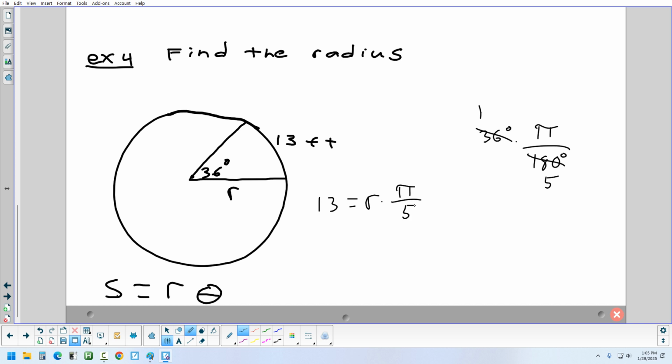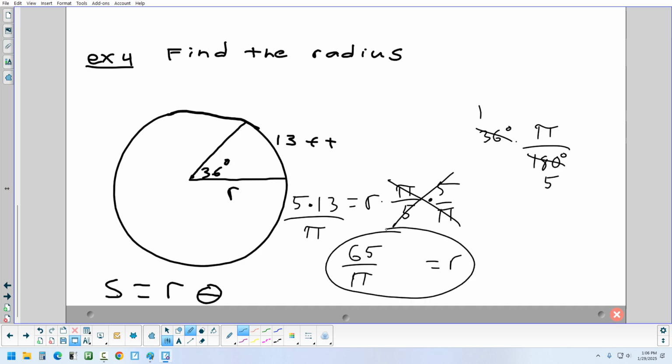Okay, so now we want to get R by itself. So we want to get rid of the pi and the 5, and we can get rid of both at the same time. Does anyone remember what you have to do on both sides to get rid of a fraction next to a letter? Multiply by the reciprocal. 5 over pi. That cancels the 5 and it cancels the pi. 5 times 13 is going to give me how much? 65. 65 over pi, and that is my radius.